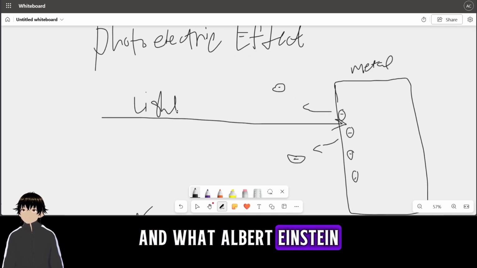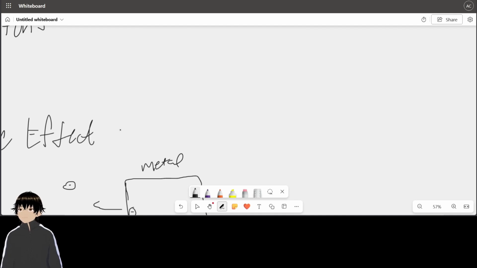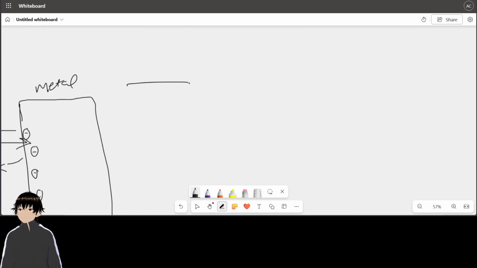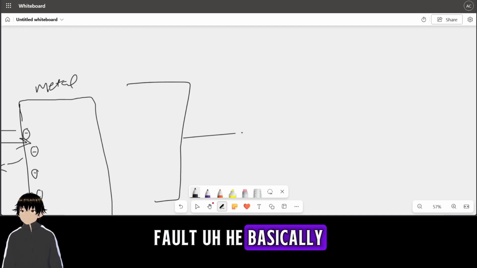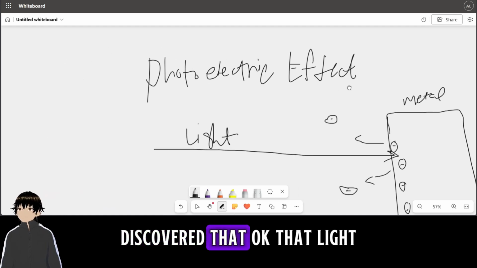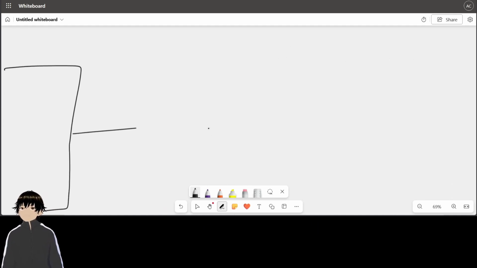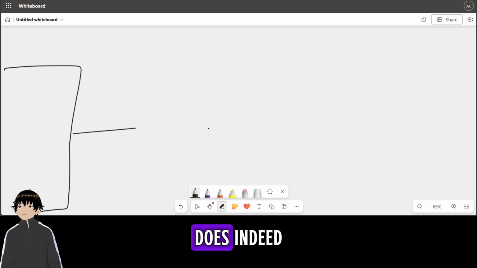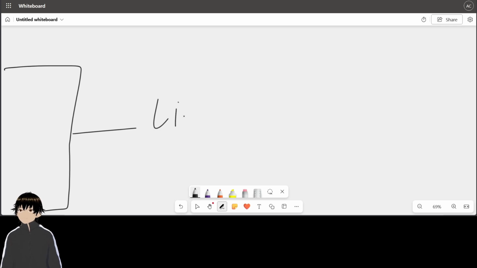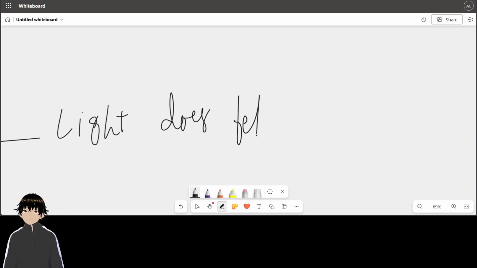And what Albert Einstein concluded from this experiment is that he discovered that light does indeed behave like particles.